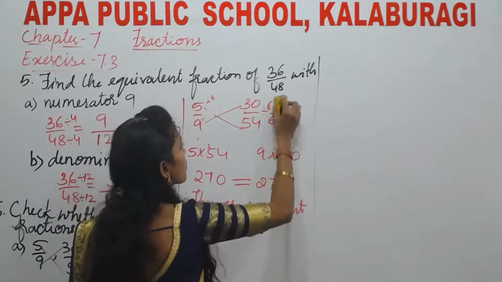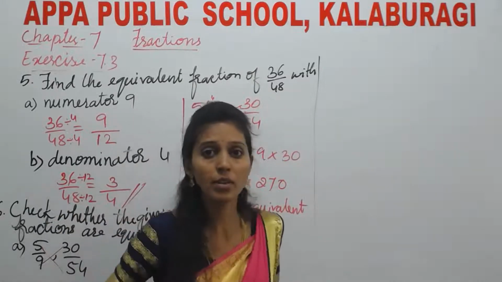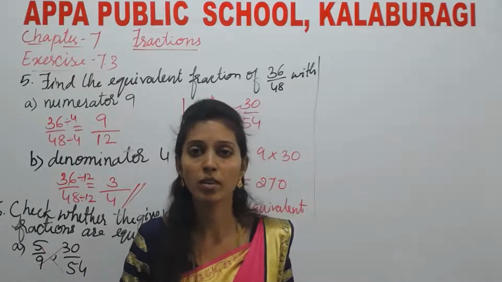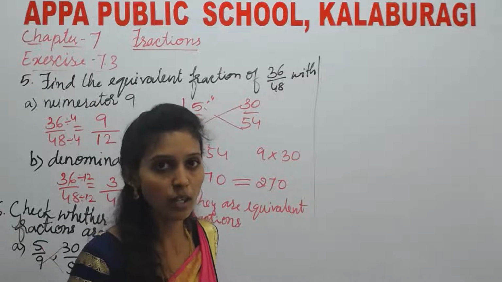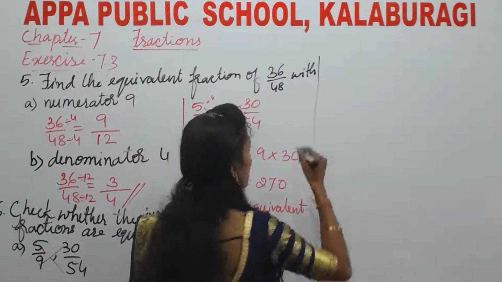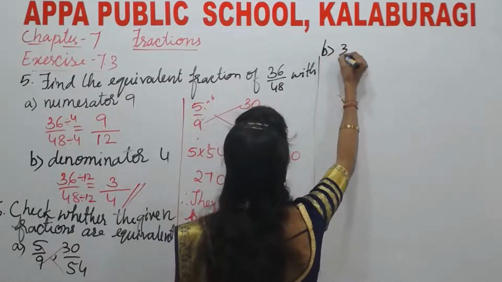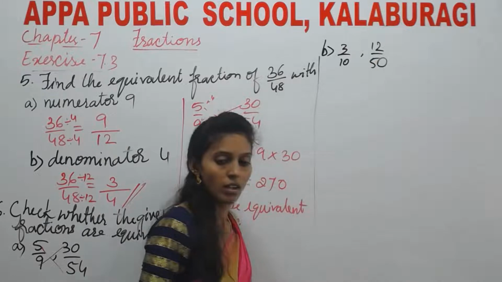Which one is easy for you? You can use it, no problem at all. But you should know the simplification of fractions also. Next bit is that one only. Next one is 3 by 10, 12 by 50.